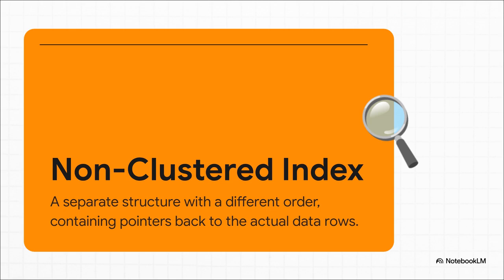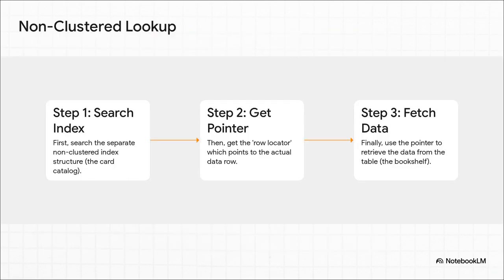Now, here's the crucial part. The card in the catalog doesn't contain the actual book. Of course not. It just holds a pointer, the Dewey Decimal number, that tells you exactly where to go find the book on the main shelf. So when you think about it, a search using one of these non-clustered indexes is always a two-hop process. First, you go look up what you want in the index, the card catalog. Then you take the pointer you found there, you go to the main table, the bookshelf, and then you grab the actual data. That little extra trip is often called a key lookup, and it's a super important detail for performance that we're going to come back to.